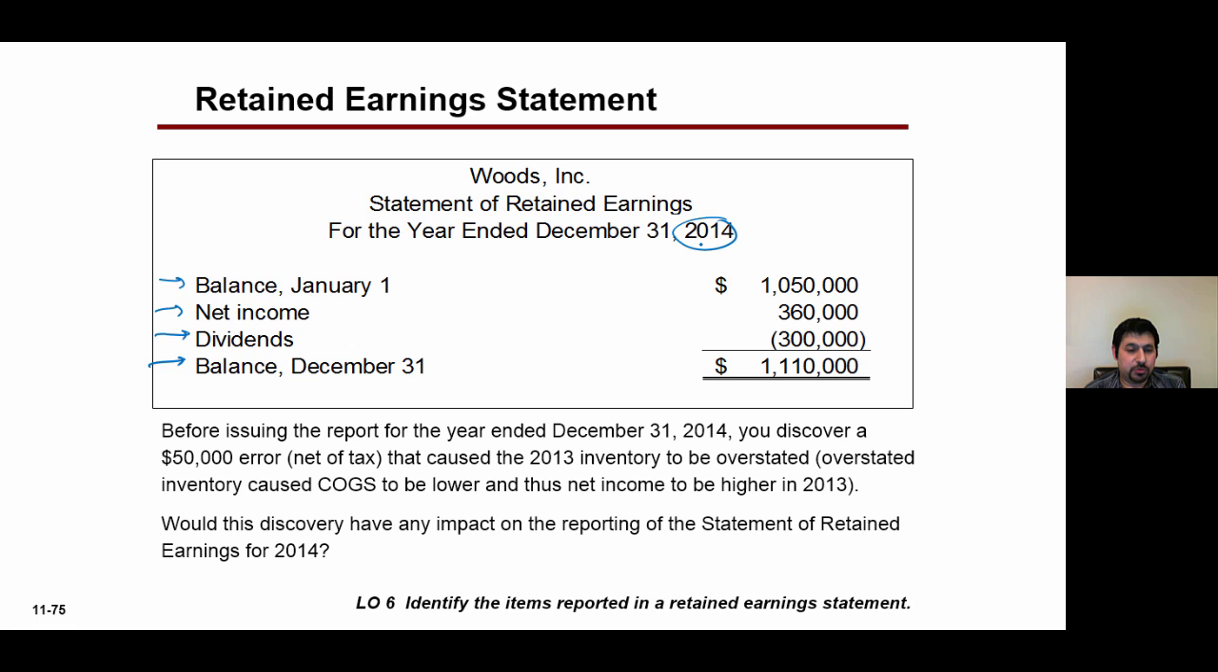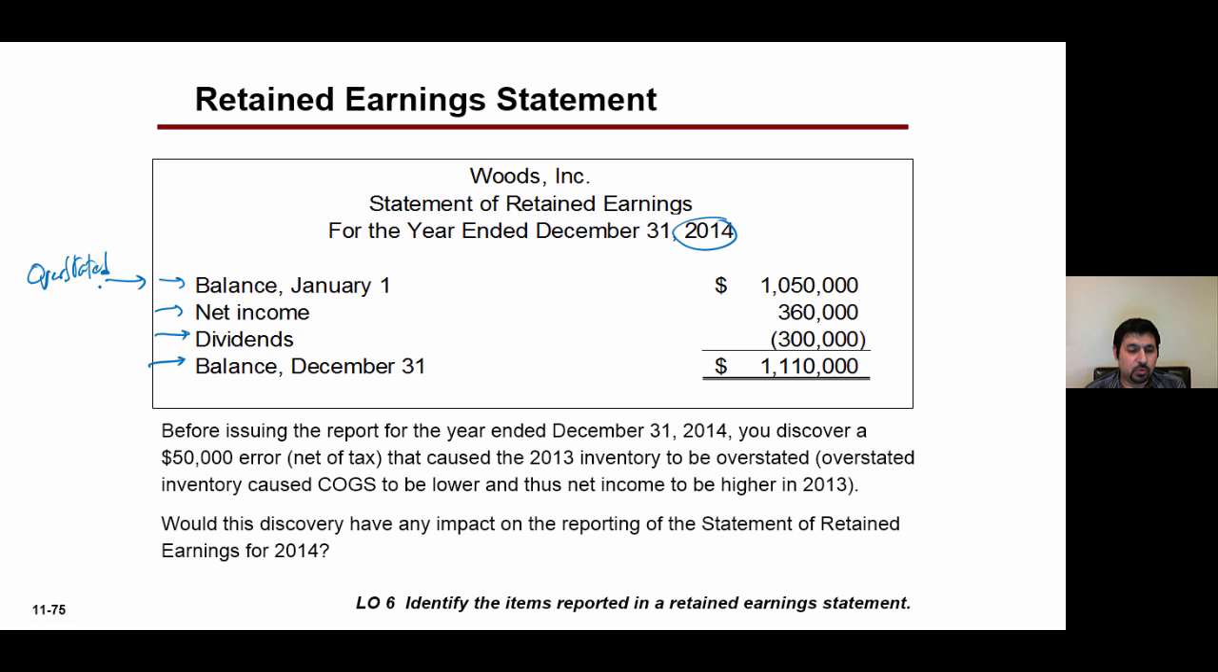Now, before issuing the report for the year ended December 31st, 2014, you discover a $50,000 error, net of tax, that caused the 2013 inventory to be overstated. When inventory is overstated, it causes cost of goods sold to be understated, and as a result, net income was overstated in 2013. And because net income in 2013 was closed to retained earnings, the beginning balance here was overstated.